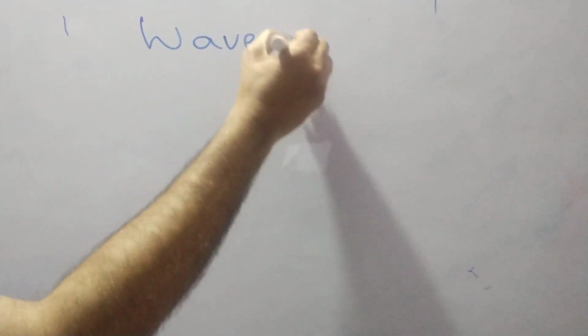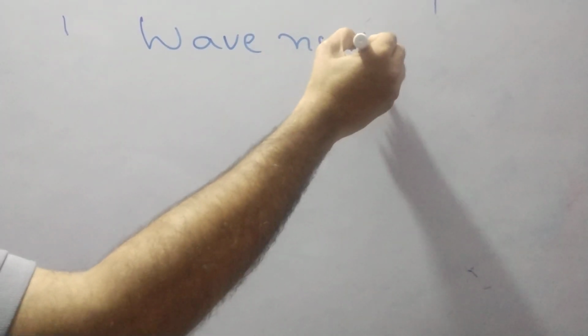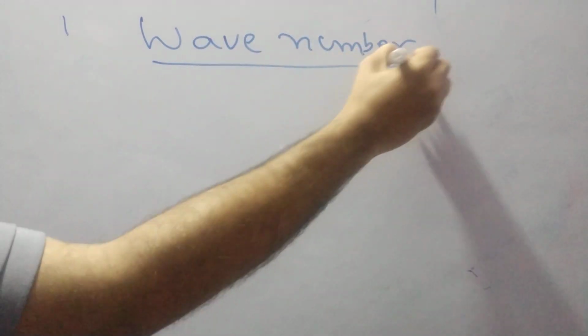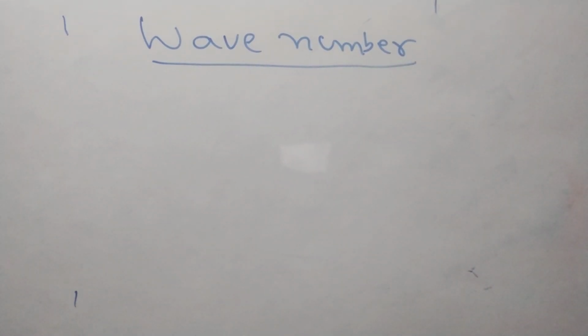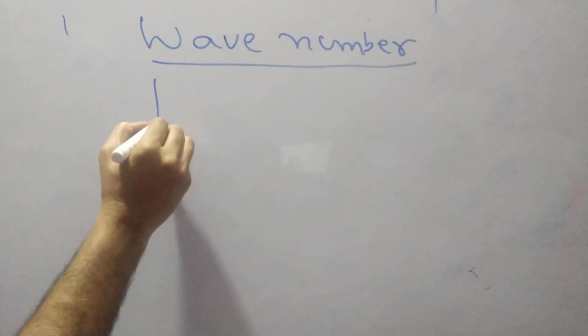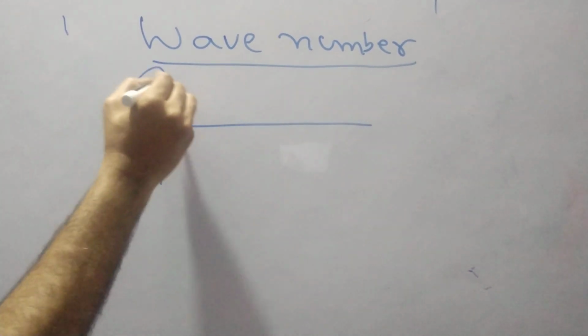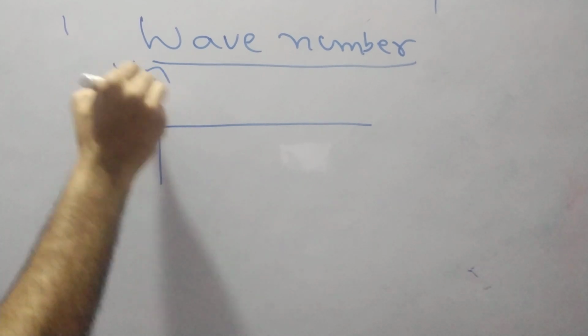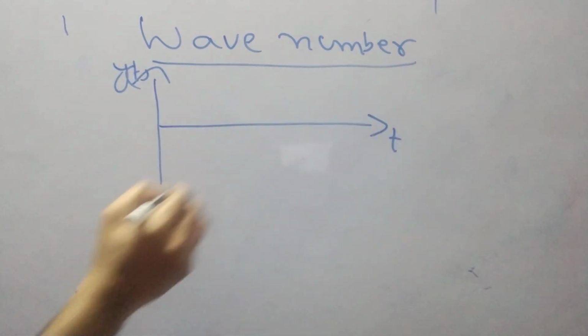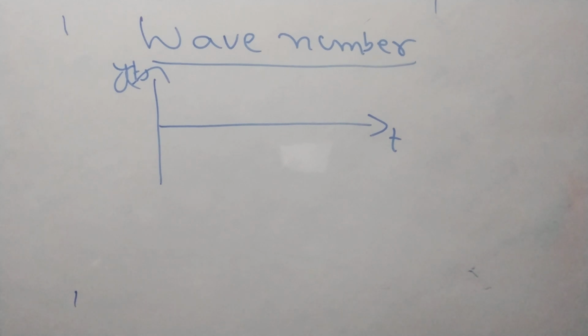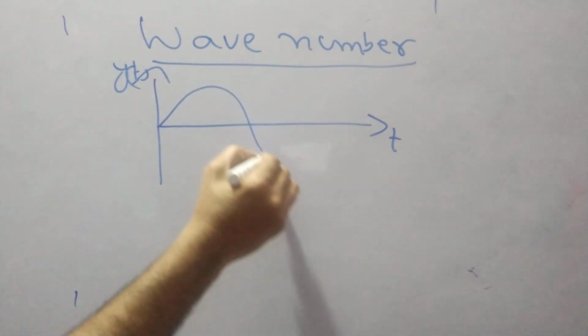Next, what is this wave number? We will see wave number. What is wave number in a wave? So here I am taking a wave. This is y of t and this is the time axis t. So here I am taking a wave like this.